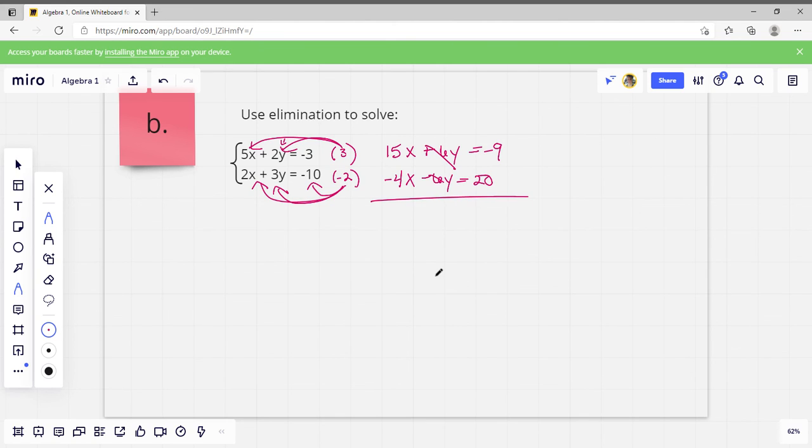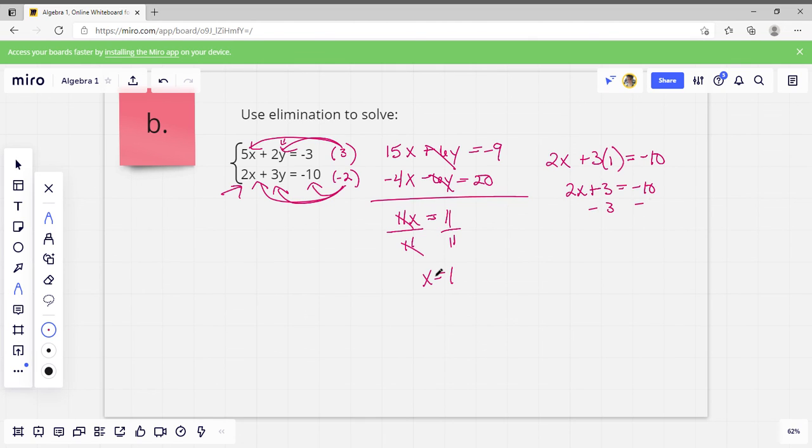Okay, these are going to cancel, and I'm going to get 11x equals 20 minus 9 would be 11. Divide by 11. x equals 1. Okay, now I need to solve for y. I'm going to put it into this bottom equation. It looks easier. 2x plus 3 times 1, which is y, equals negative 10. 2x plus 3 equals negative 10.